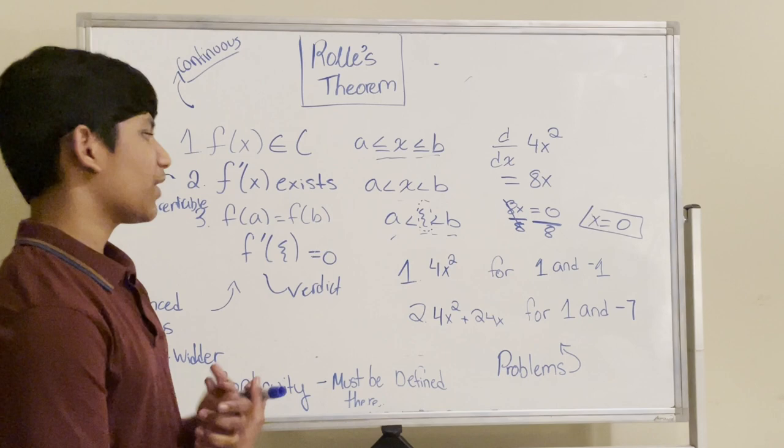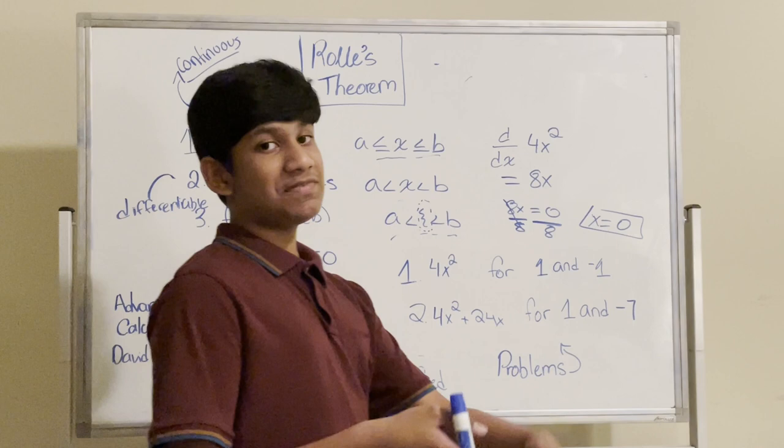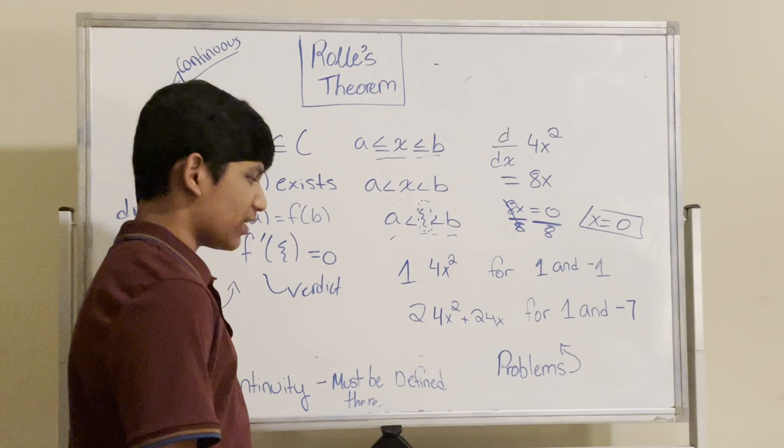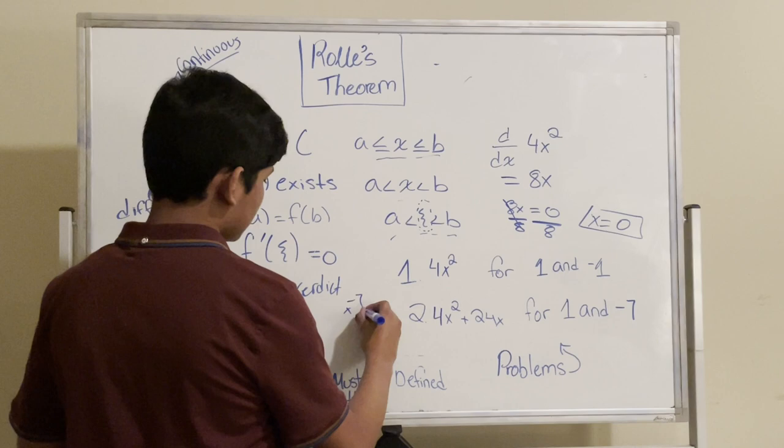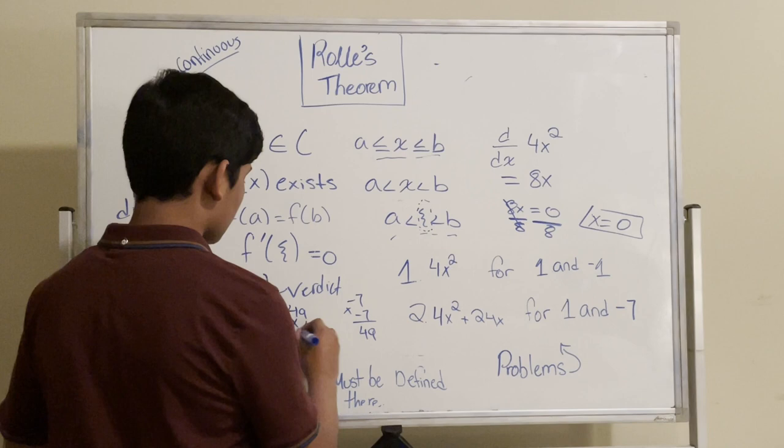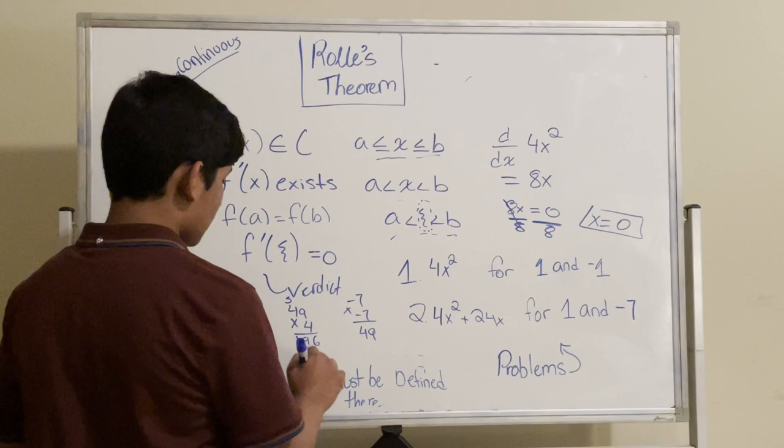4x squared plus 24x, on the interval 1 and negative 7. Okay, so let's check. 1 squared is 1, times 4 is 4, so 4 plus 24, because it's just 1, is 28. So we got 28 at 1. Now for minus 7 this involves some arithmetic. Minus 7 times minus 7 is 49. 49 times 4 is 196.